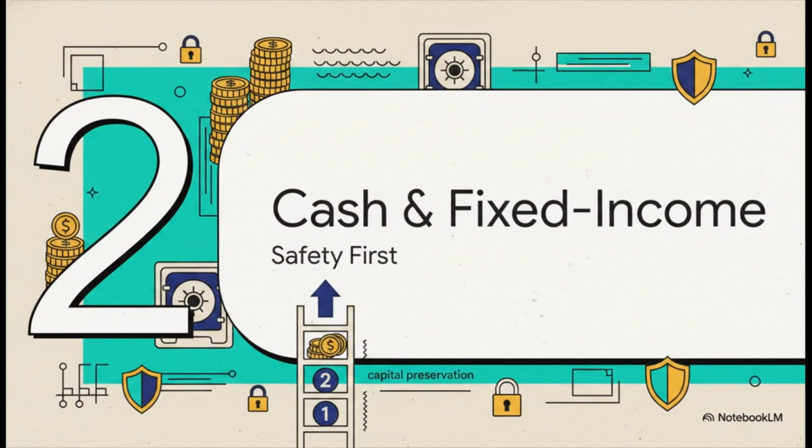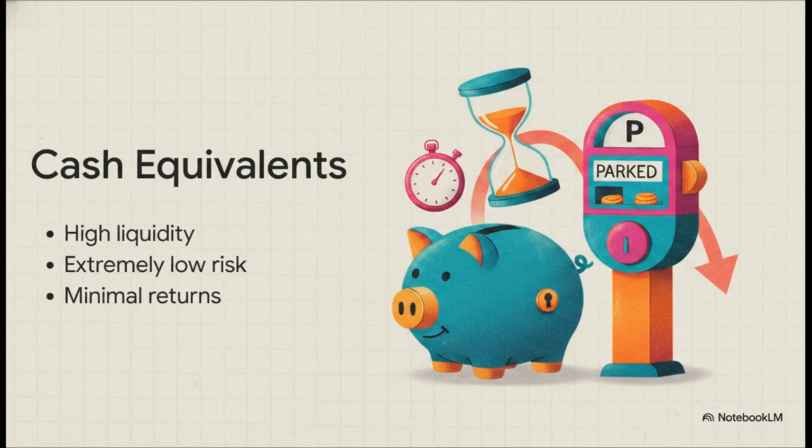That brings us to Chapter 2, Cash and Fixed Income, Safety First. Let's say our consultant realizes she might actually need her surplus in 3 months for a brand new software server. Well, in that case, she needs cash equivalents. We're talking savings accounts, money market funds, or short-term treasury bills. These offer absolute safety and immediate access.